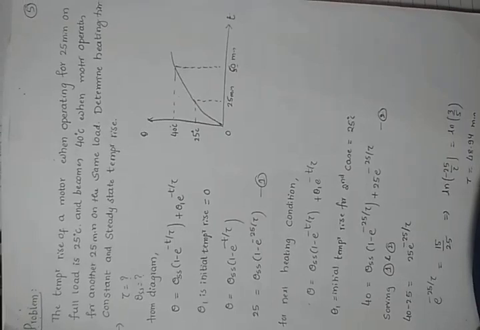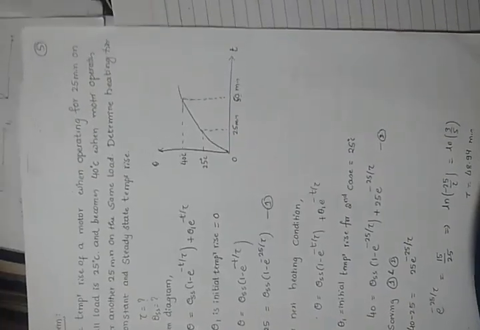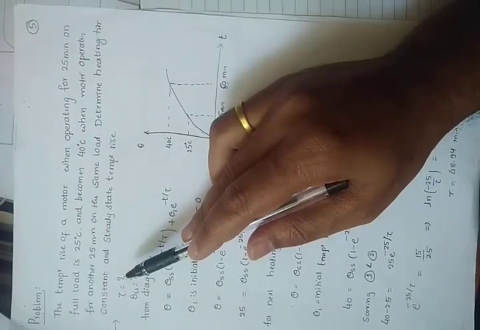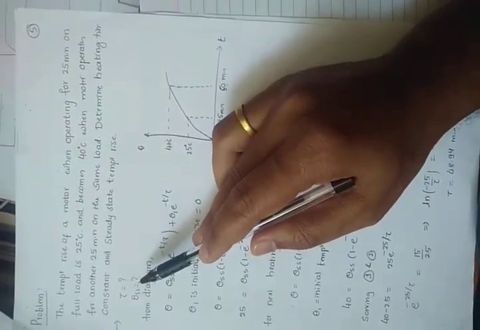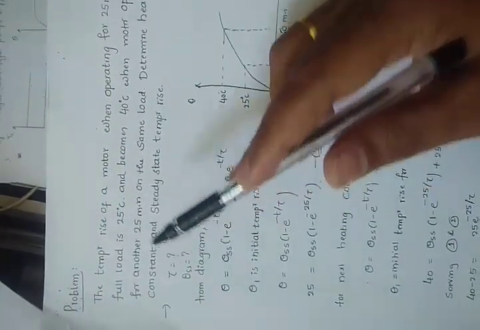The temperature rise of the motor when operating for 25 minutes on full load is 25 degrees Celsius, and becomes 40 degrees when the motor operates for another 25 minutes on the same load. Determine the heating time constant and the steady state temperature rise. We have to calculate two things here: one is the heating time constant tau, and theta SS, the steady state temperature rise. For that purpose, let us see what is given.